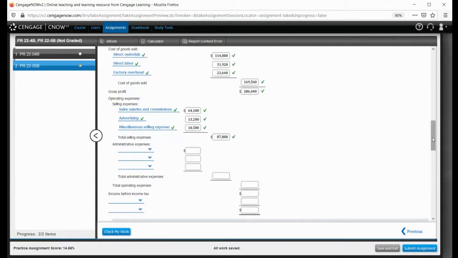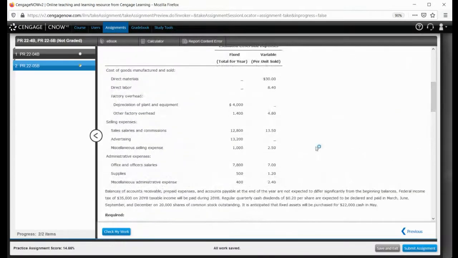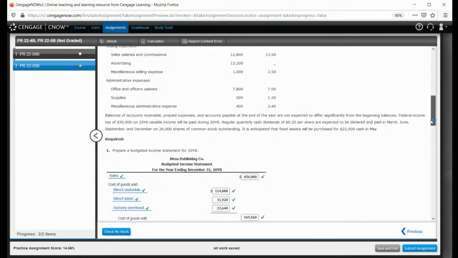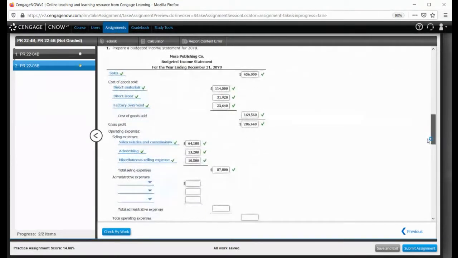For your administrative expenses, they have given us a list of administrative expenses: their office and officer salaries, your supplies, and your miscellaneous administrative expense.